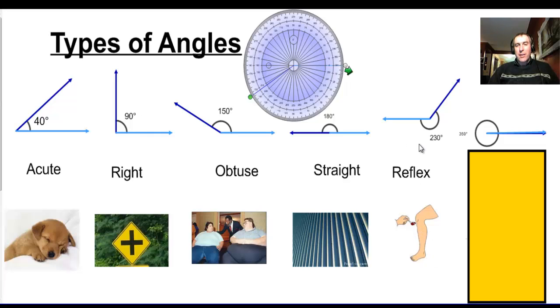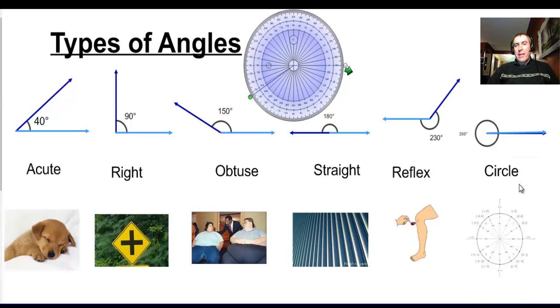And if you think of what the doctors do on TV with testing your reflexes, that will help you think of reflex. And the last one is a circle. The circle basically goes all the way around. It's a 360-degree angle.